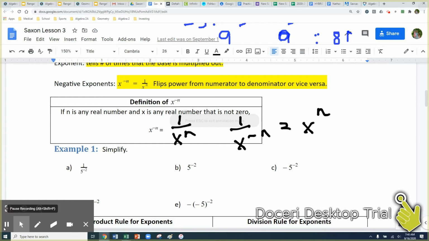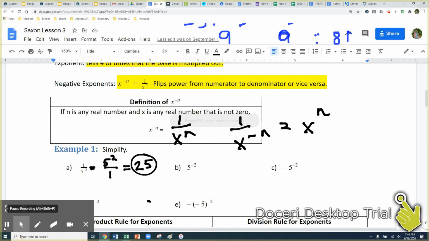So it's going to make the reciprocal. Basically this is going to become 5 to the second over 1. So it's just going to make that reciprocal. Then 5 to the second power, we all know what that is. 5 times 5 is 25. So there's what that first one simplifies to.